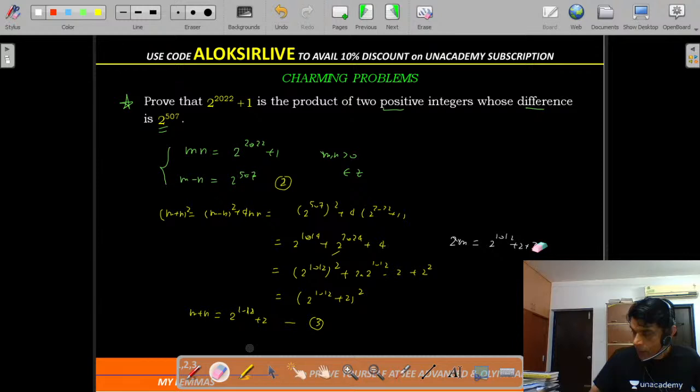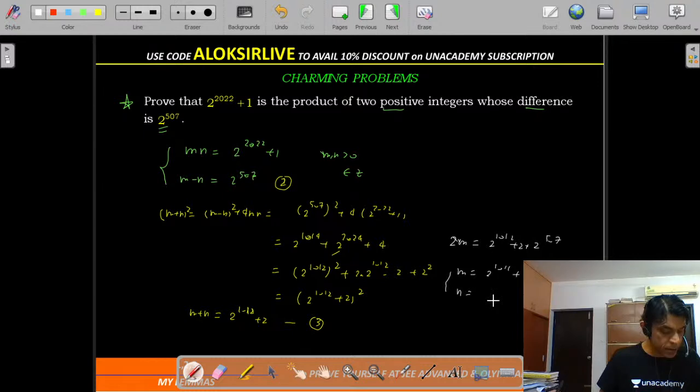Everything divides by 2, and so I can write m as 2 to the 1011 plus 1, and n as 2 to the 1011 plus 2 to the 506. So this is one of the things we can get. Similarly, I can get n also. So it is done by the basic method that people know, that I can always write it like this. Is that clear that we can get mn?